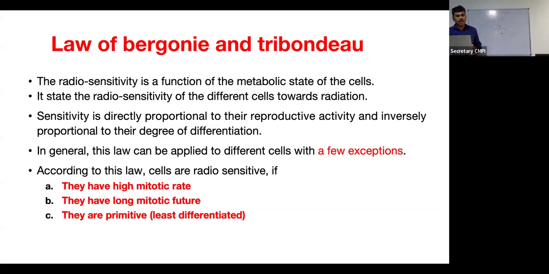Now, this law says that the sensitivity of any cells towards radiation is directly proportional to the reproductive activity. Reproductive activity means if the cells are more dividing, they are more sensitive. Every cell division is not the same. Certain cells will divide very fast, certain cells will divide very slowly, certain cells will not divide and will not regenerate. So if the cells are dividing fast, they are highly radiosensitive.